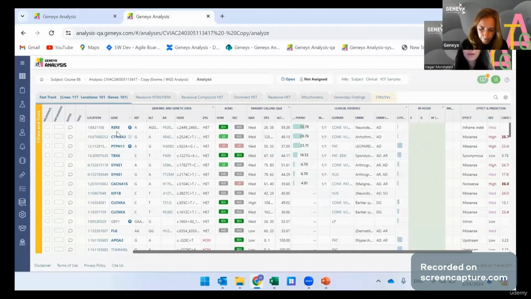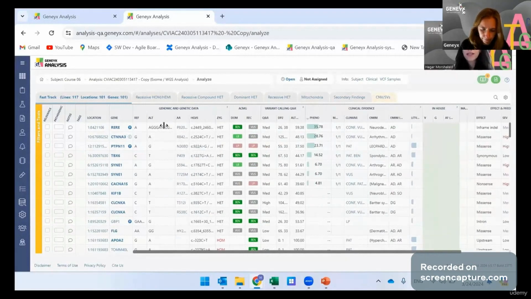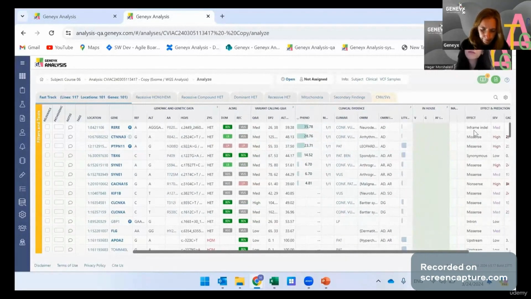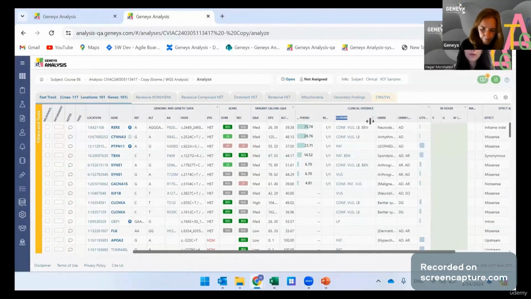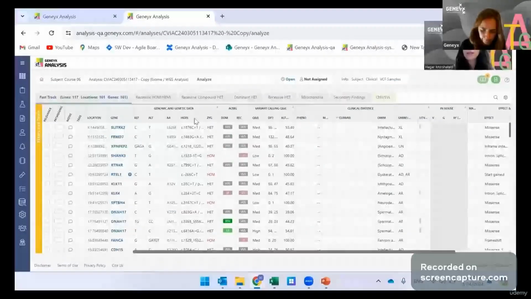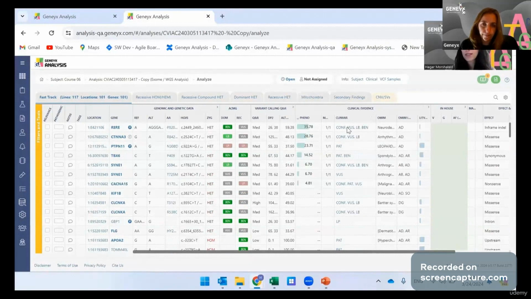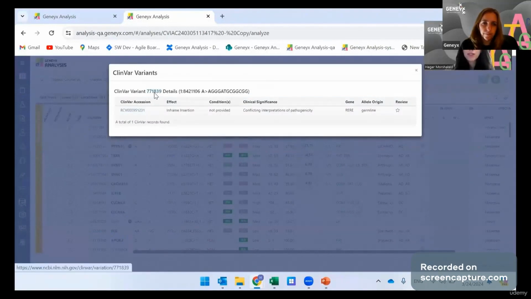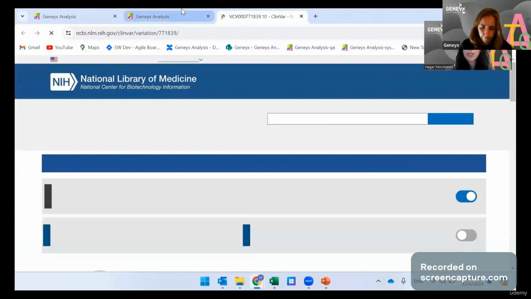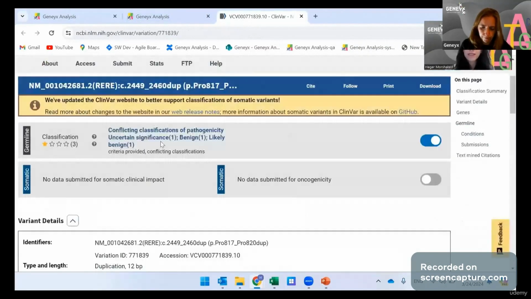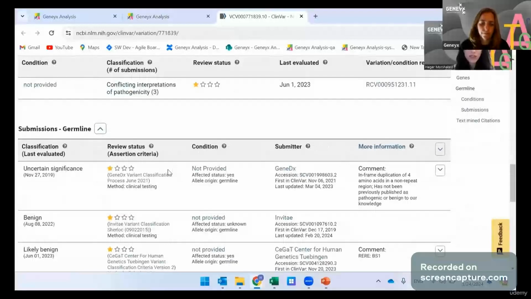So the first variant is a variant in a gene named RERE, R-E-R-E, in this specific location. The reference is A, the alternative is a bit long, and if we go to the effect, this is an in-frame indel. Under the clinical evidence information, we can see that this variant was classified before in ClinVar as conflicting. Oh, sorry. If I just click on the columns, it would be sorted again. Now I want to go to ClinVar information, click on ClinVar, and jump to this page just to see what exactly are the conflicting evidences or classifications here.